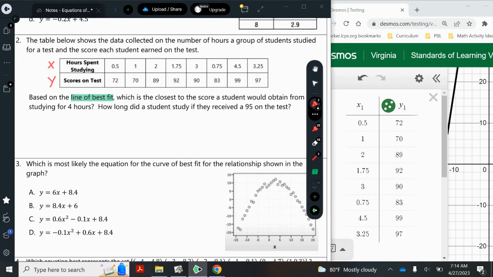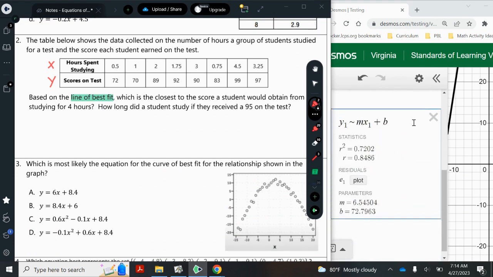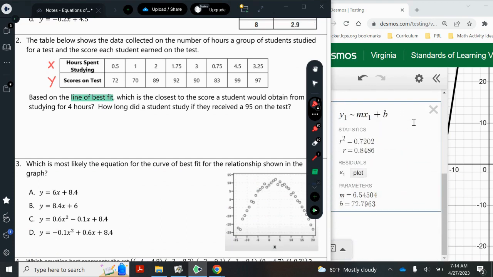What is the closest to the score a student can obtain from studying for 4 hours? And how long did a student study if they received a 95 on the test? So I type in my table in Desmos, and then I type in that y equals mx plus b. But remember that y and x will need subscripts of 1. And Desmos does not like the equal sign. It wants us to approximate since we're approximating this data.